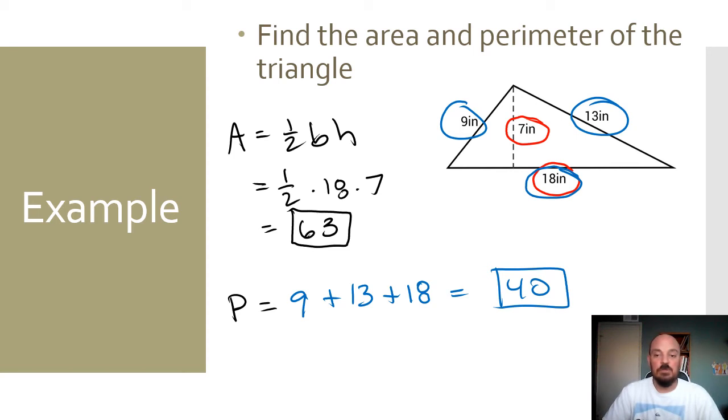Yeah, so perimeter is 40 there. Real quickly, while I have this on the screen, I'm going to erase these circles for a second.